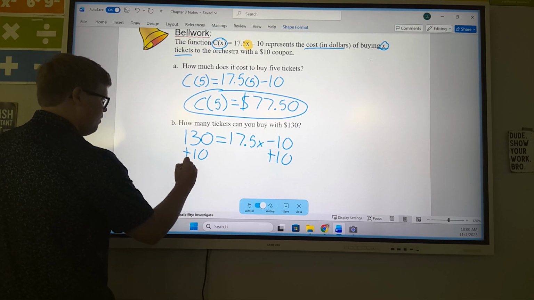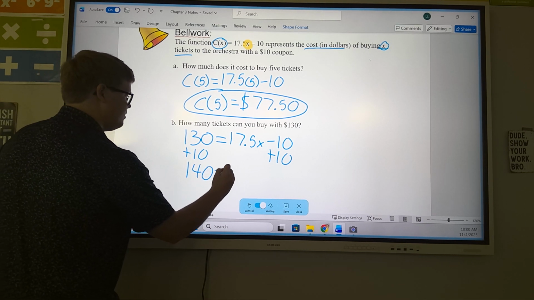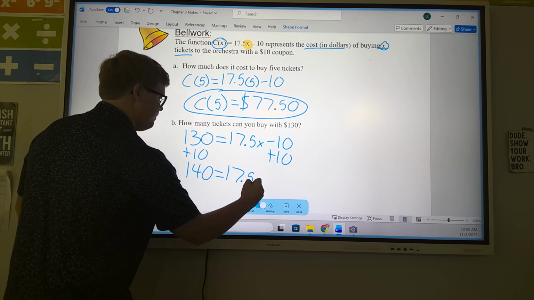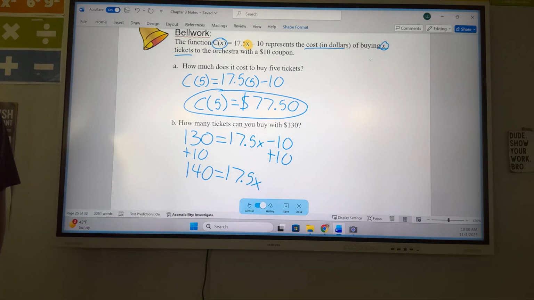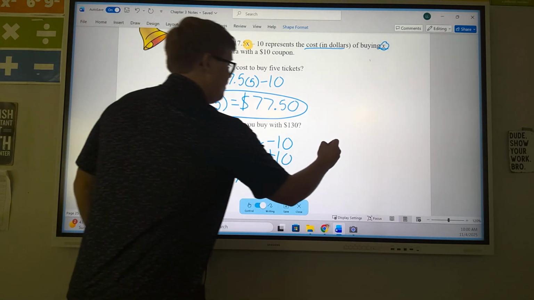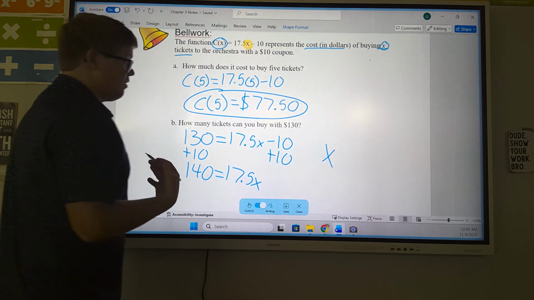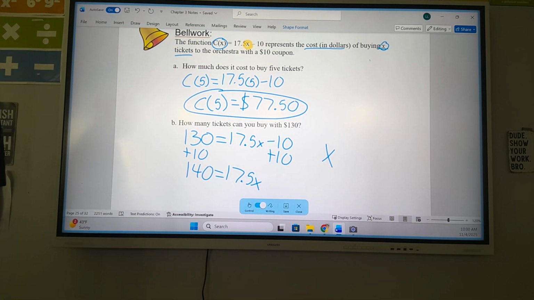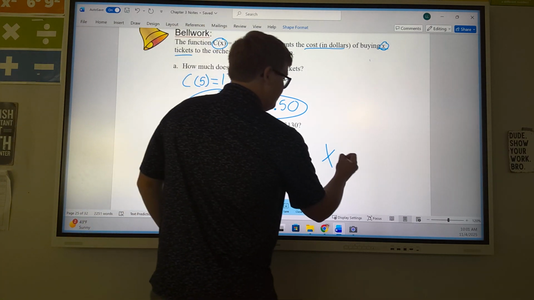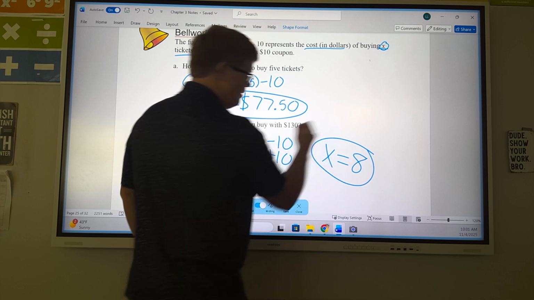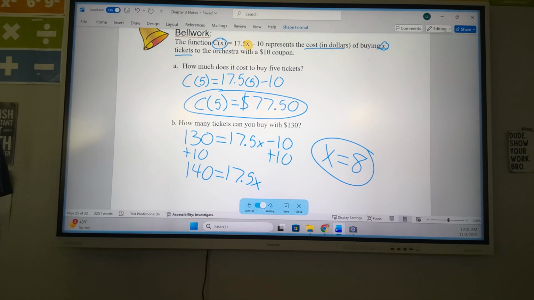We have 140 equals 17.5x. And now we divide by 17.5. 140 divided by 17.5 is 8. So we know if we have $130 in our pocket and we want to go buy as many tickets as we possibly can, we can buy up to 8 tickets. So that's kind of a better outlook on how to solve functions.